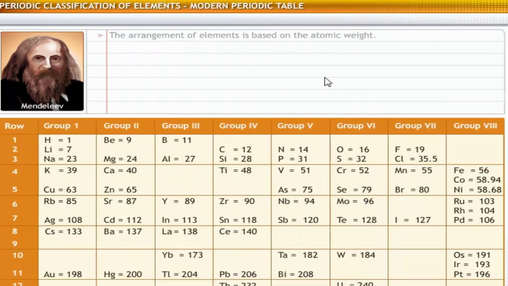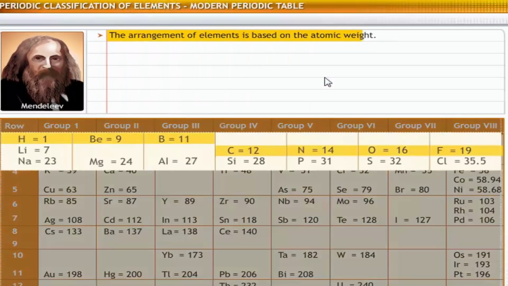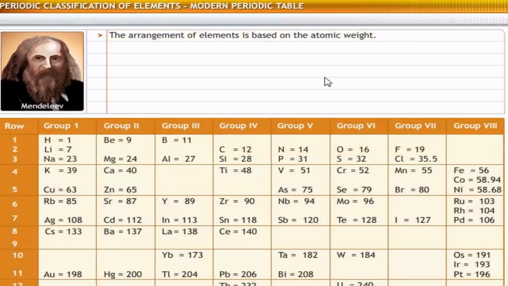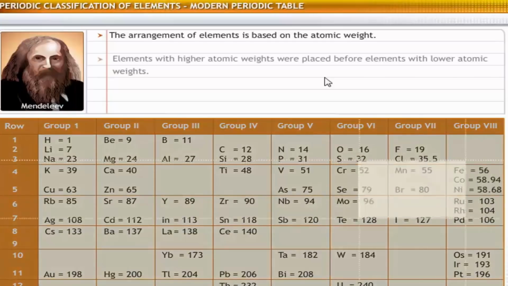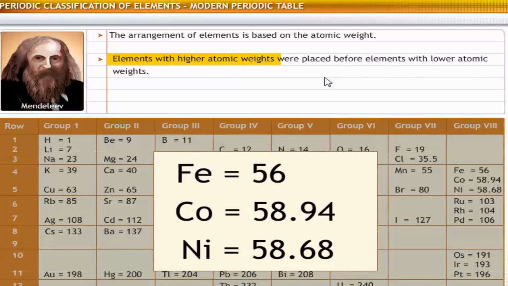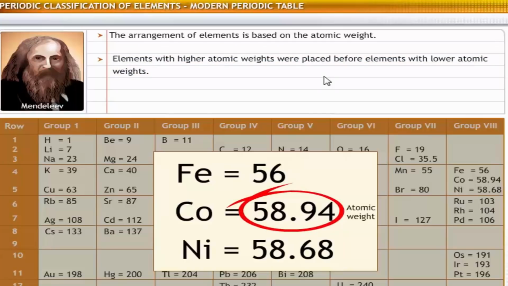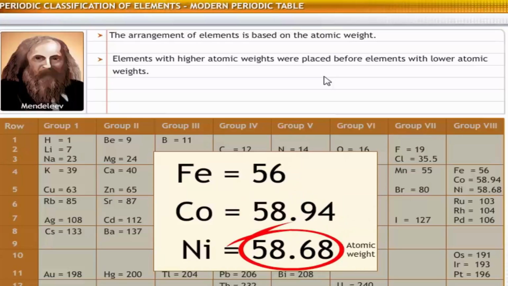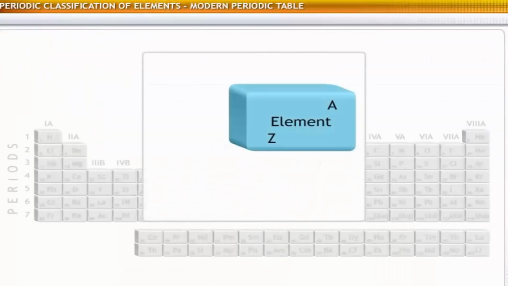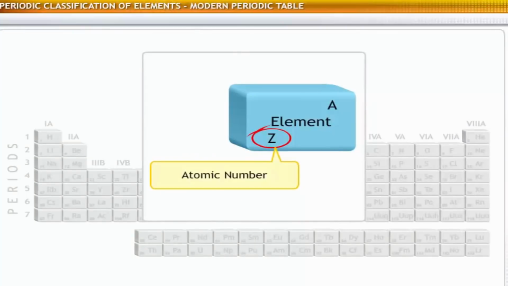Mendeleev's periodic table was intended to illustrate the arrangement of elements using atomic weight as the basis of classification. However, this arrangement showed some anomalies, like elements with higher atomic weights were placed before elements with lower atomic weights. For example, the atomic weight of cobalt is 58.94 and that of nickel is 58.68. However, Mendeleev's periodic table places cobalt before nickel. Such anomalies were resolved when the modern periodic law designated atomic number as the criterion for classification.